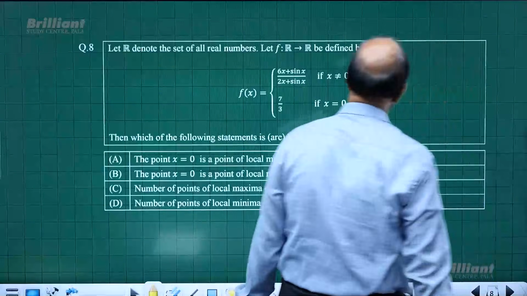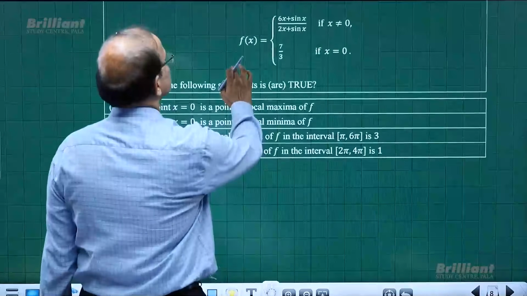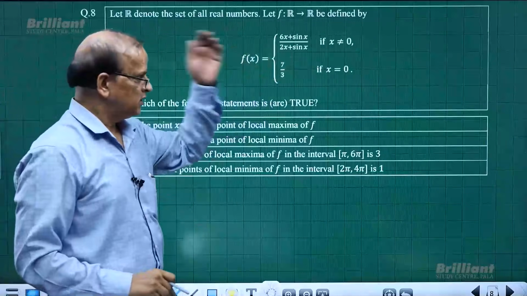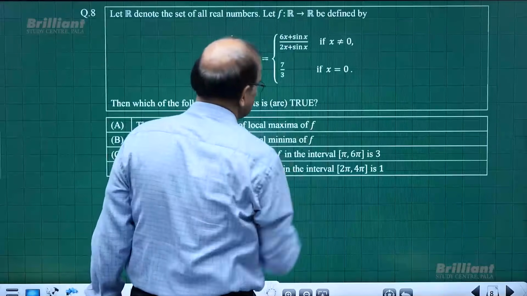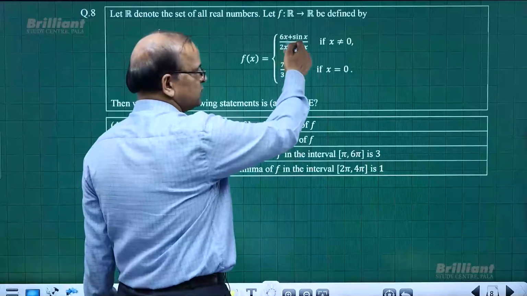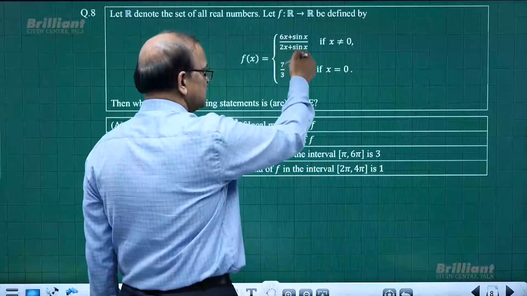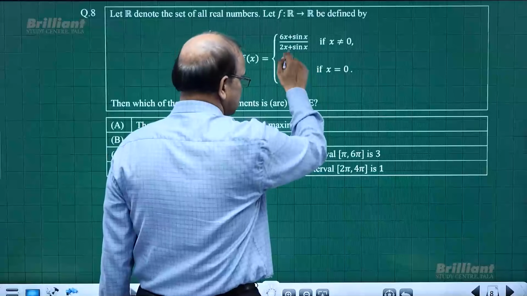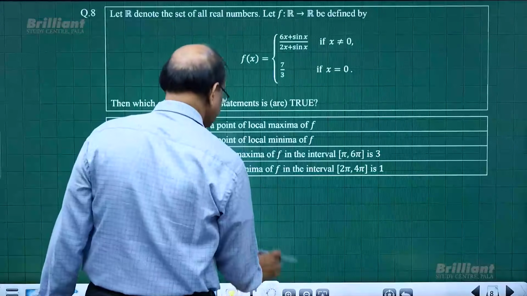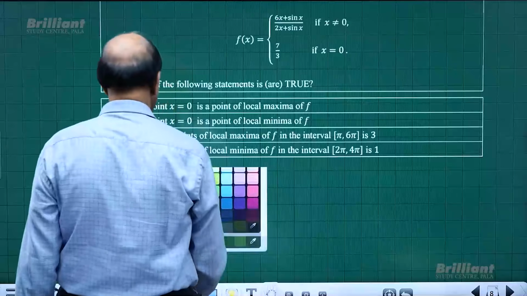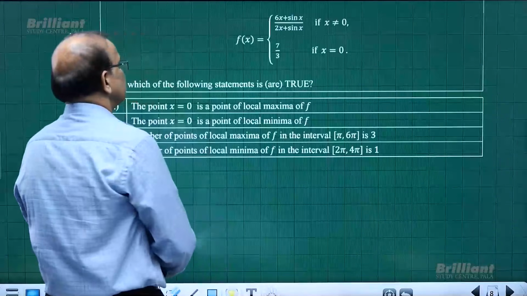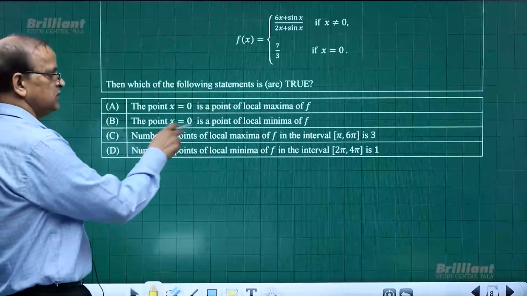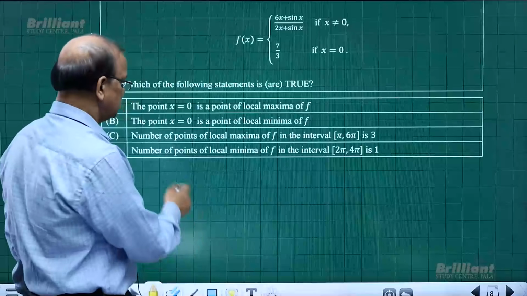Now, see here, let R denote the set of all real numbers, and f from R to R be given like this. So, it is obviously continuous, because it is 0 by 0 if you apply L'Hospital's rule. So, the limit is equal to this, because 6 plus 1, 7 by 3, so it is a continuous function. Now, we can find the number of local maxima in my interval.